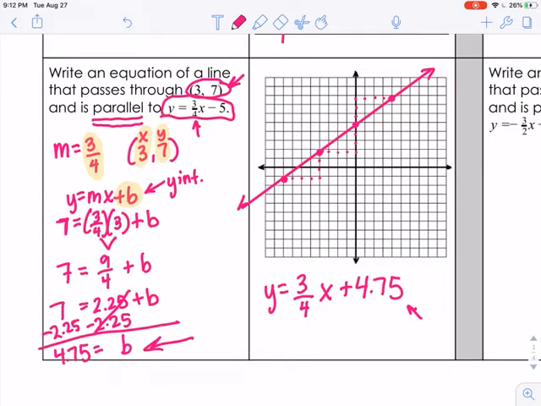Okay, so parallel means same slope, right? They have the same slope. That's what parallel means, right? Train tracks, just like this line and that line there, are parallel to each other.